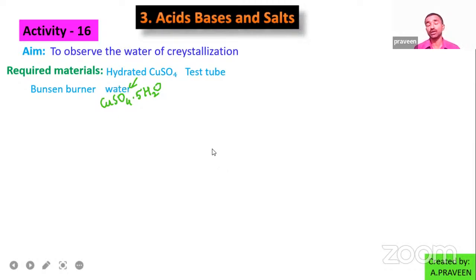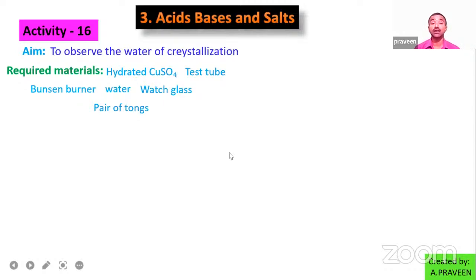Then you require water to observe the change in color by adding water. Then you need a watch glass to collect these samples, or you can directly use the same boiling tube or the test tube. These are the required materials. Then what is the process here? How to conduct this lab activity?